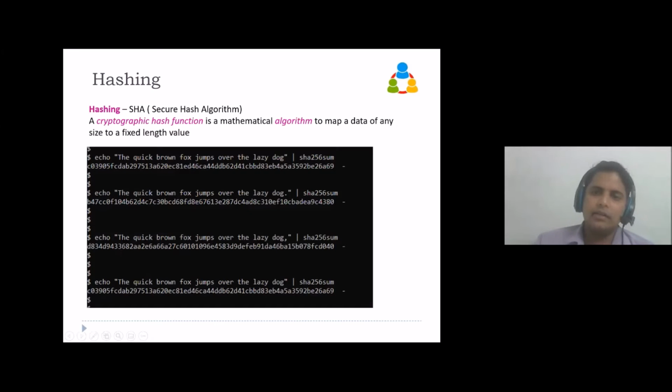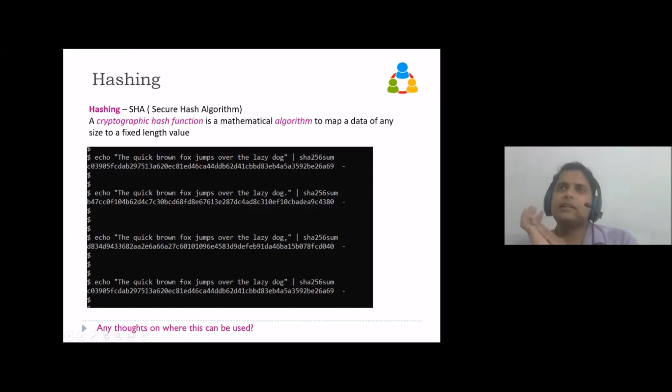Do you know where this can be used? Why do we use this hashing? Can anybody think of some use? It's okay, it's an entirely new thing to you. That's fine. I can tell you, and probably you will be able to relate to how hashing is used.